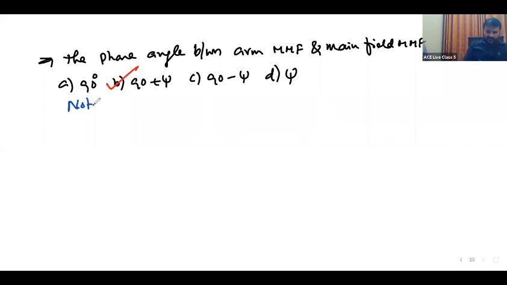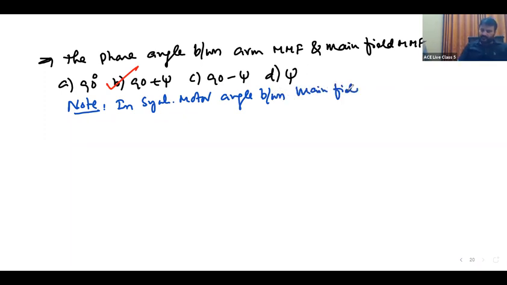Just make a note there. In a synchronous motor, the angle between main field MMF and armature MMF is 90 minus psi. But for the alternator it is 90 plus psi.